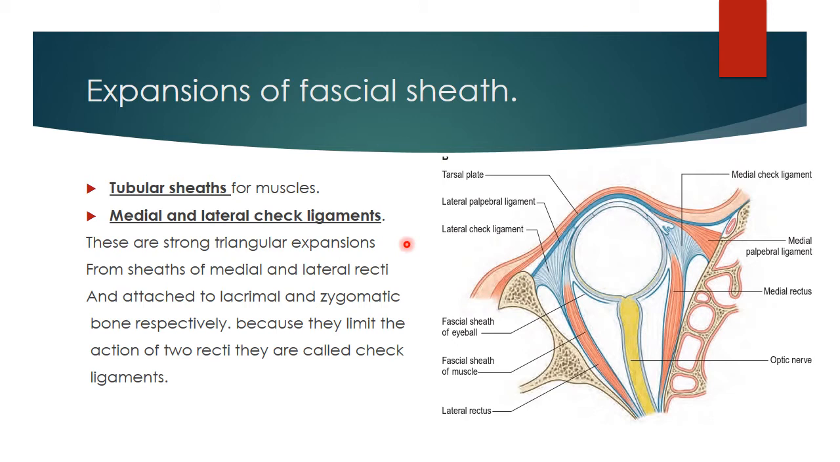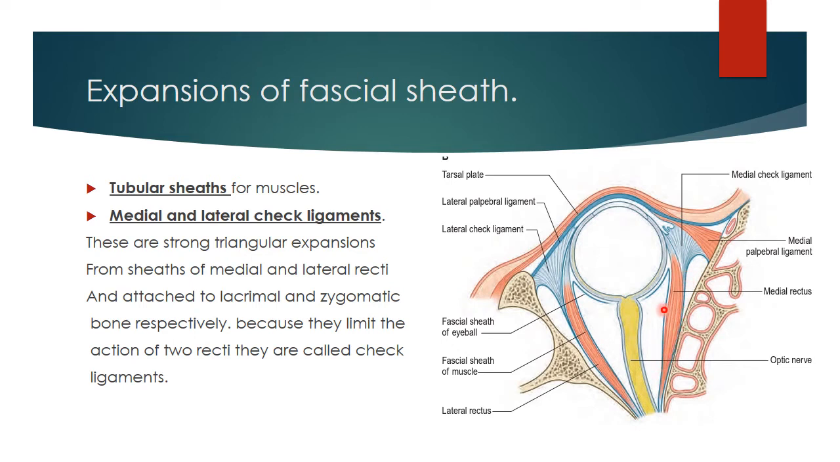The fascial sheath not only surrounds the eyeball but it reflects at the corneoscleral junction over the muscles. So it also forms a tubular sheath for the muscles. These in blue line are the tubular sheaths for the extraocular muscles.